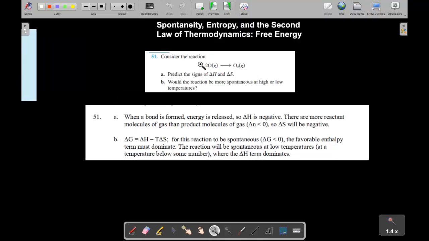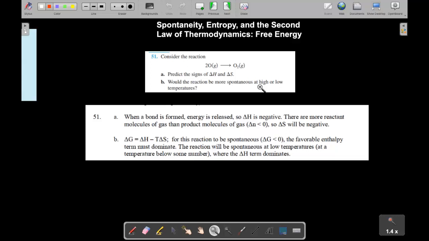So consider the reaction, and predict the signs of delta H and delta S. This is from 2 moles of gas into 1 mole of gas. So what happens here? One bond is formed and energy is released. Since energy is released, delta H is negative. And there are more moles of gas in the reactants than in the products, so delta S will be negative. It changes from 2 moles into 1 mole, so the entropy has decreased.